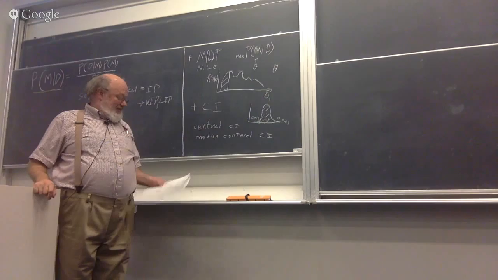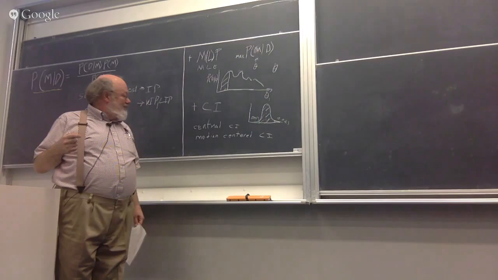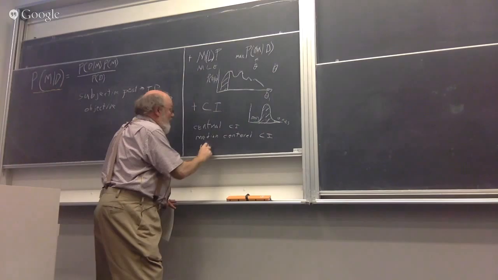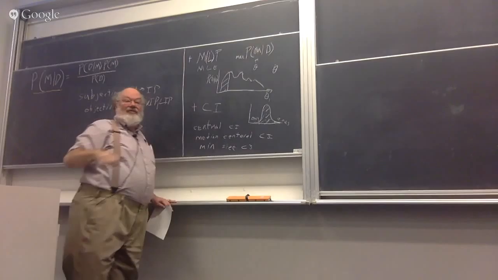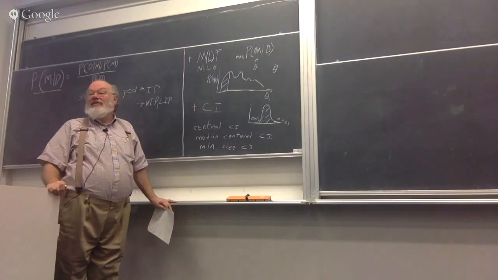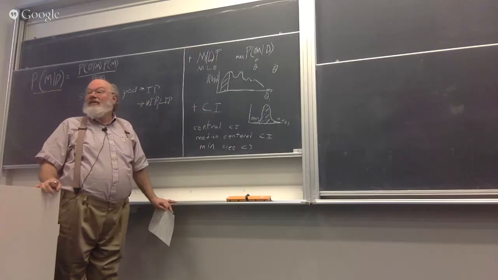There is the minimum size confidence interval. So I just pick the place on this curve where I can capture 95% of the area in the smallest range of the parameter, which I think is a nice one.